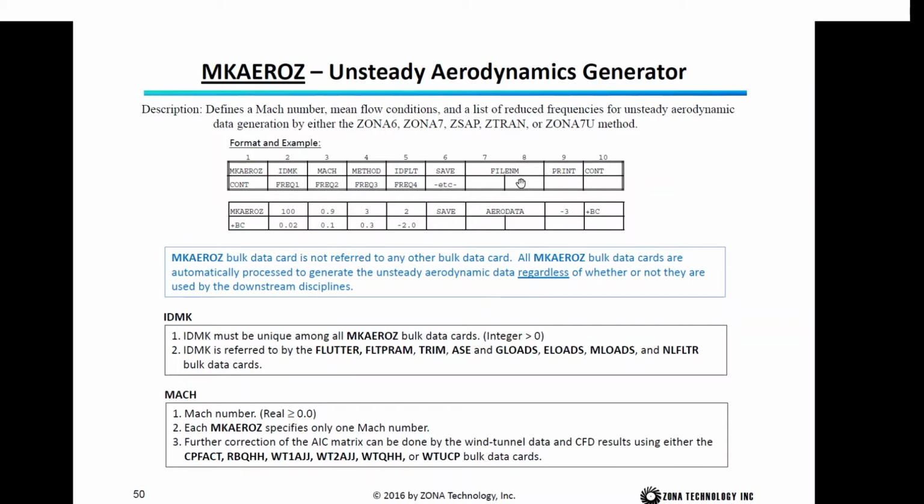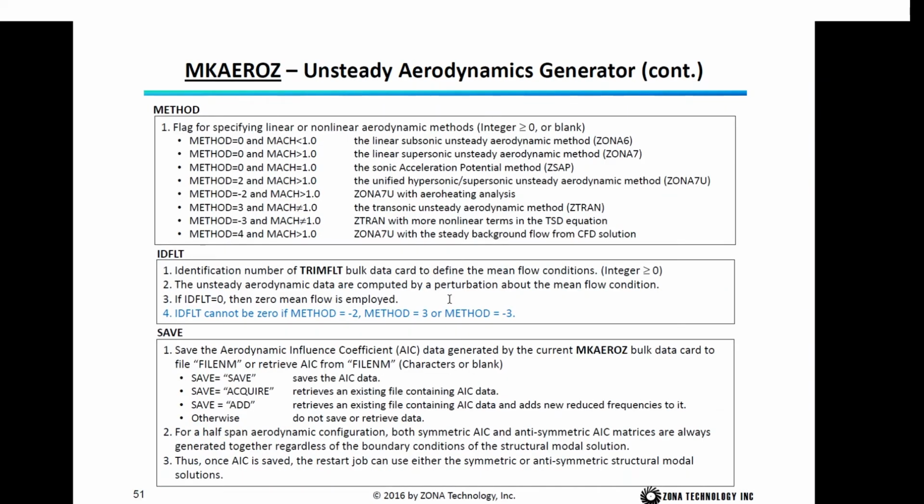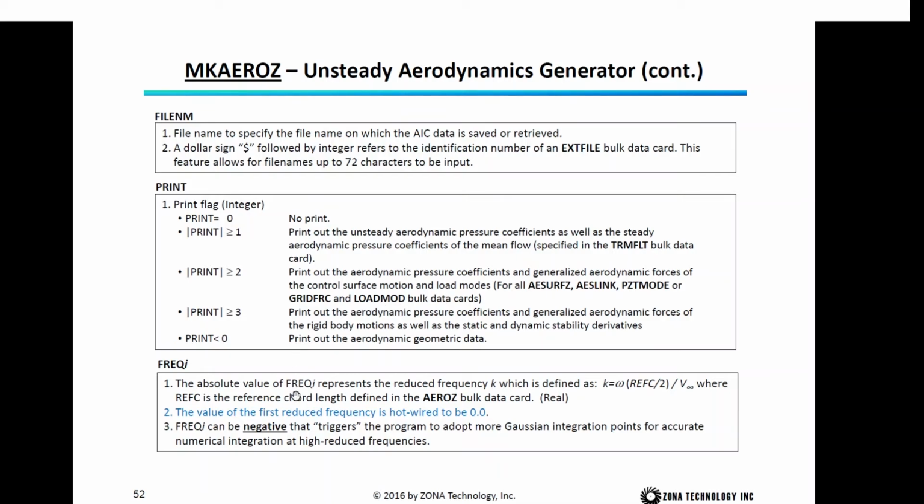Then you specify a file name, to save or retrieve the AIC from this file. Then you list out the reduced frequency, and this reduced frequency is normalized. It's a non-dimensional quantity. It is normalized by half of the reference chord, and also divided by V infinity. And REFC is the reference chord defined in the AEROZ card.